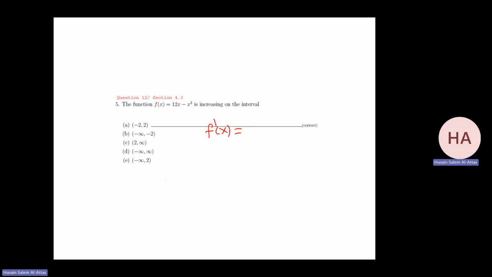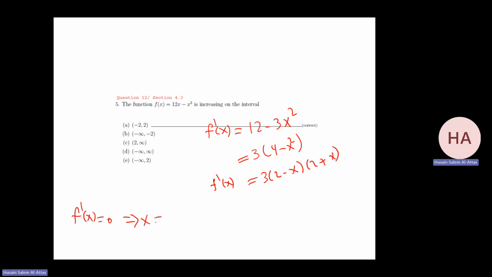So f prime will be 12 minus 3x squared, correct? Which is what? We can take 3 as a common factor. I have 4 minus x squared. So that will be 3(2 minus x)(2 plus x). Take it as is. Don't multiply by minus or something like this. So f prime equals 0 gives me x equals 2 or x equals minus 2.